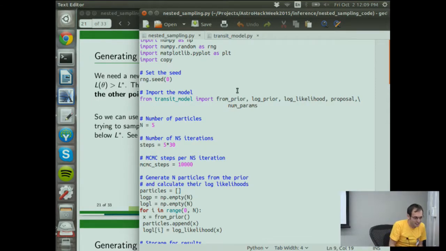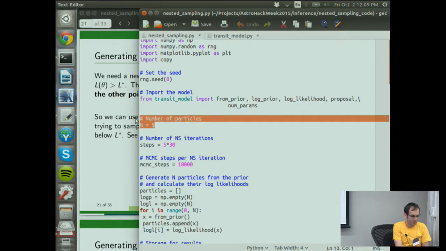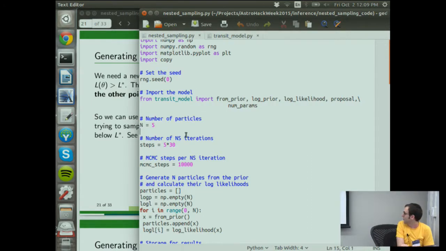So the nested sampling code itself lives in nested_sampling.py, and it just imports the functions from the transit model. And then you define some parameters of the algorithm. So you have to decide how many particles you're going to have, and here I've got 5. Generally more than 5 is actually better, but I want it to run in reasonable time, so I'm doing 5.